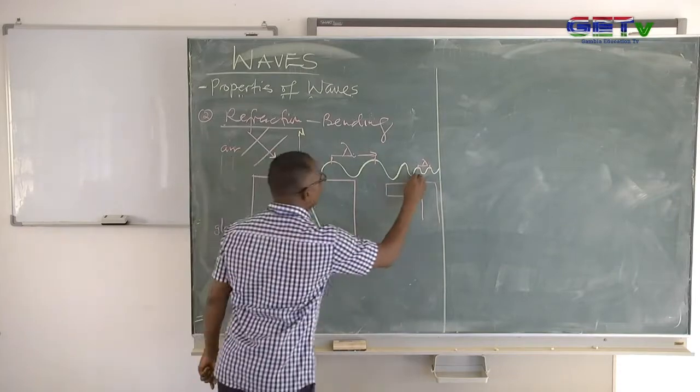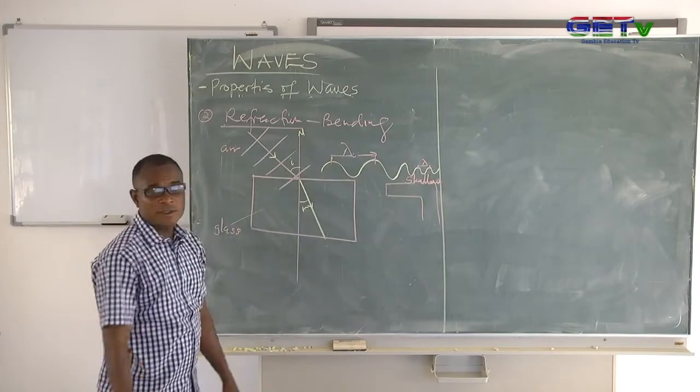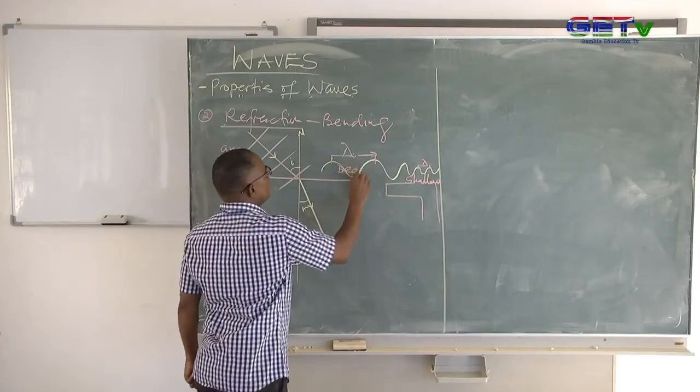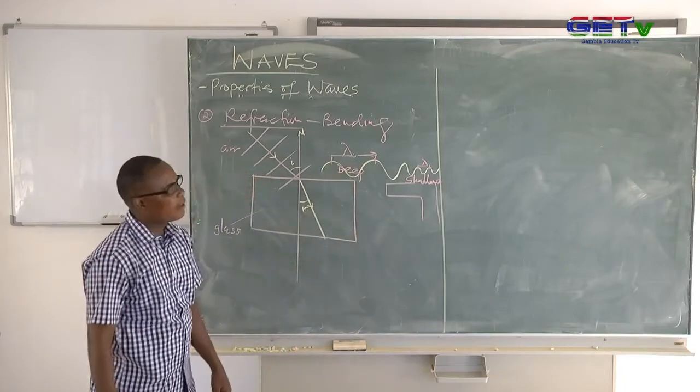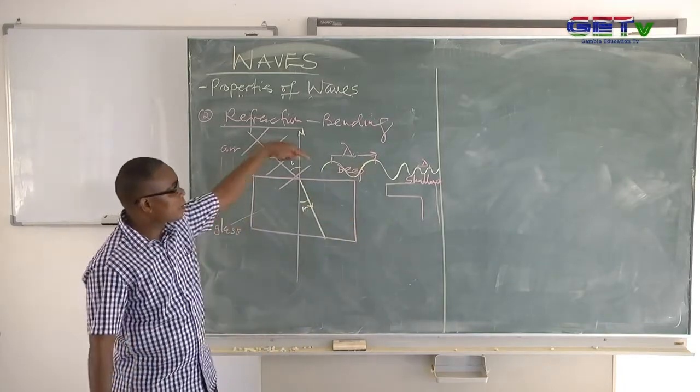So this is shallow waters. When it enters shallow waters, the wavelength reduces. In case of our objective, you must be able to understand that when it's moving from deep waters, the wavelength is higher. But when it's entering shallow waters, the wavelength reduces. That's what happens there because the speed is changing.